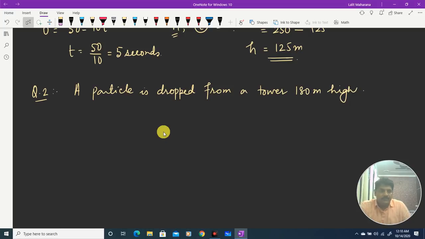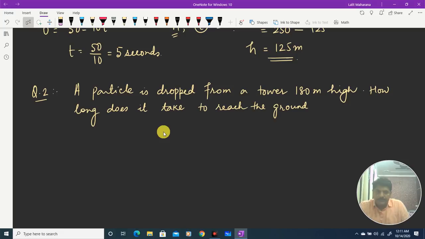How long does it take to reach the ground? This is the first part. And the second part is, what is the velocity when it touches the ground?